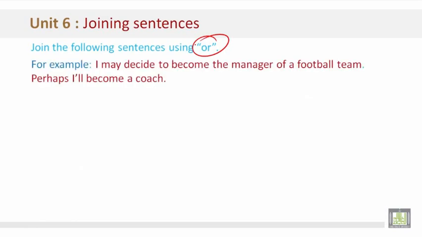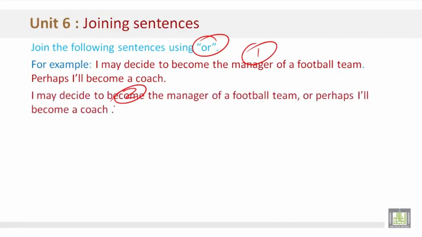Joining sentences. Join the following sentences using or. Or basically gives you two options. For example, I may decide to become the manager of a football team. Perhaps I'll become a coach. Here we have two options: becoming a manager of a football team or becoming a coach. Let's join these sentences. I may decide to become the manager of a football team, comma, or perhaps I'll become a coach. Note, we put a comma before or.